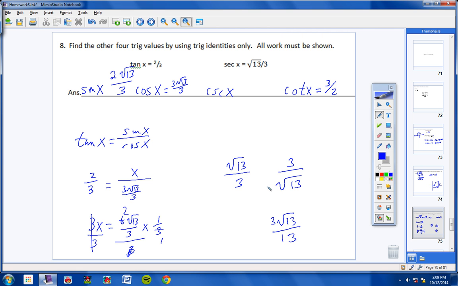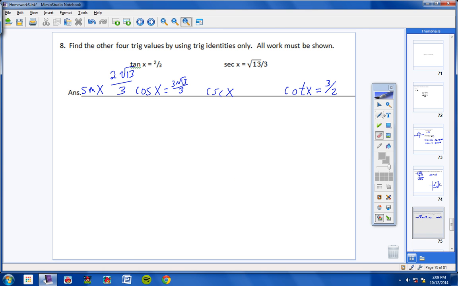Now, understand here, students, if sine is 2 square root of 13 over 3, then we're going to flip it to get the cosecant. If you flip this, you get 3 over 2 square root of 13. So we're going to multiply the top and the bottom by square root of 13. Now here's what we get.